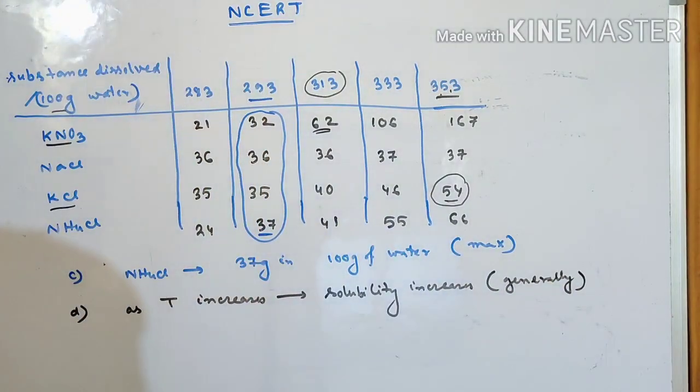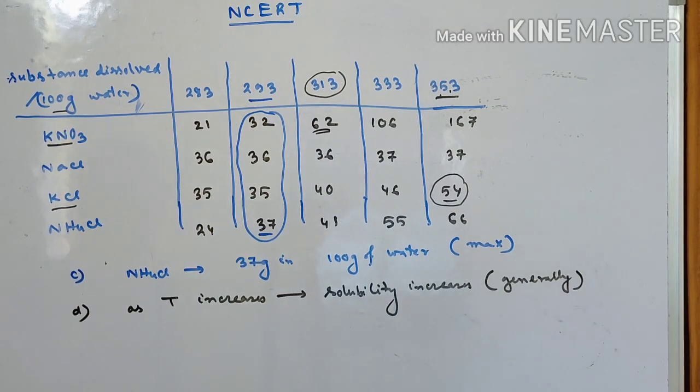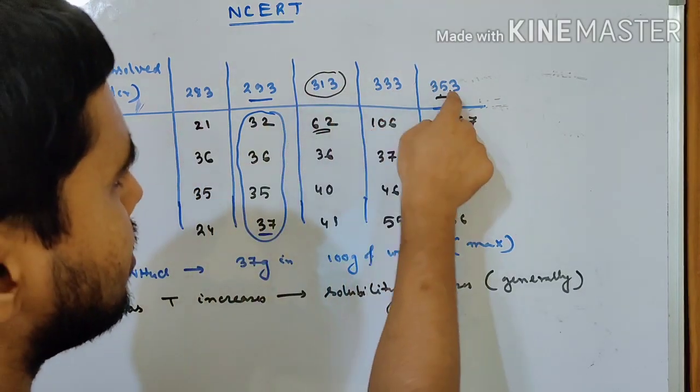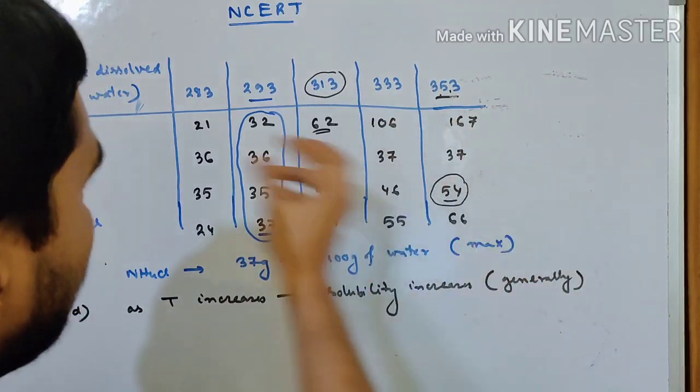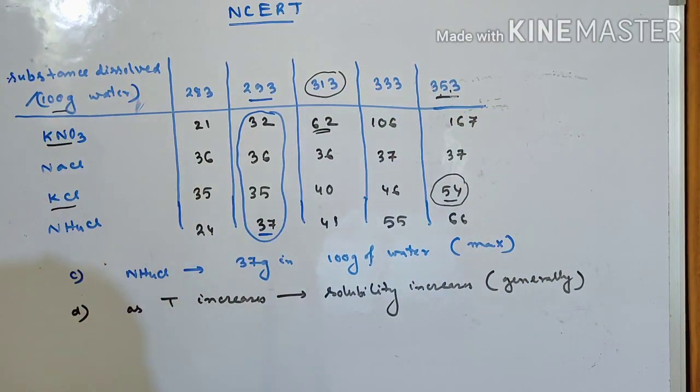Because in higher classes you will be observing a few abnormal cases where even if you increase the temperature, solubility may decrease. But in general, in all the cases, as temperature increases, solubility, the amount of solute that can be dissolved in a particular amount of solvent, will increase.